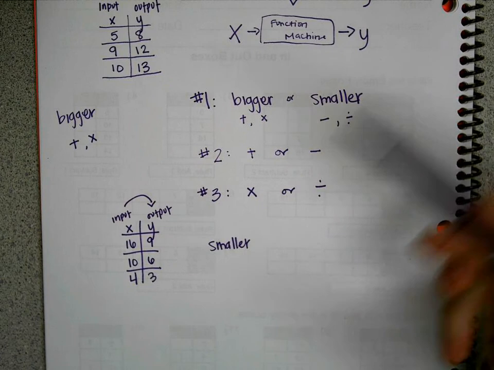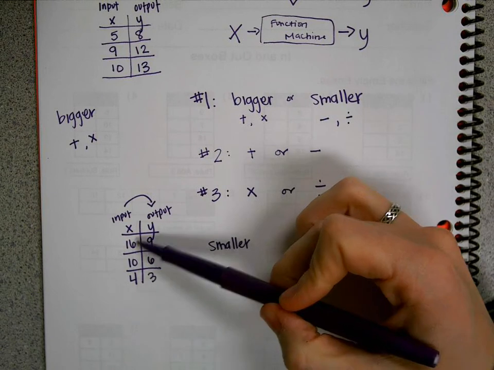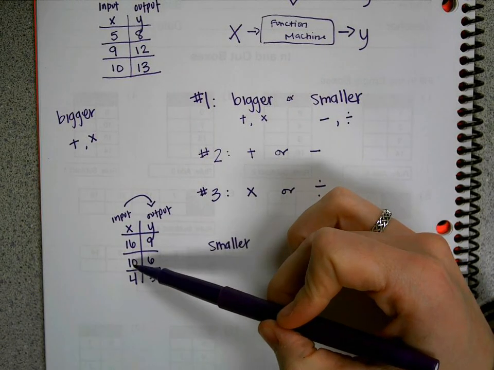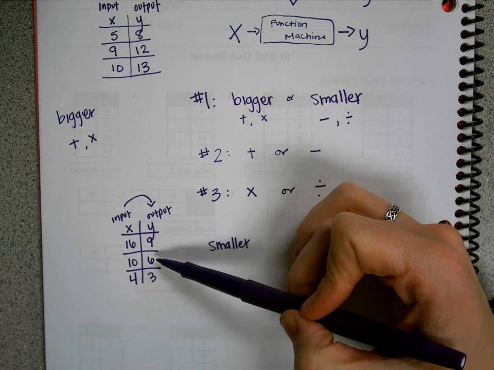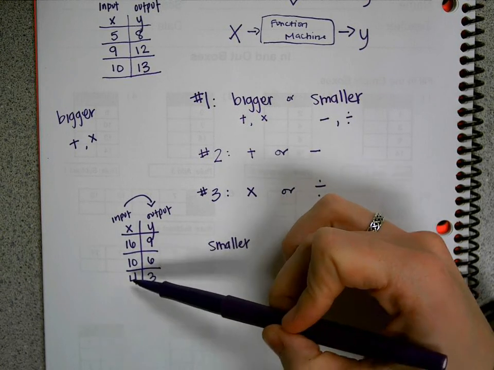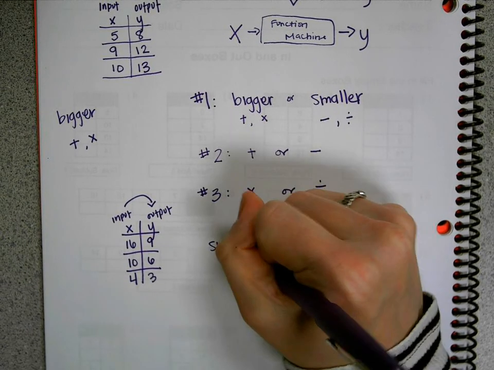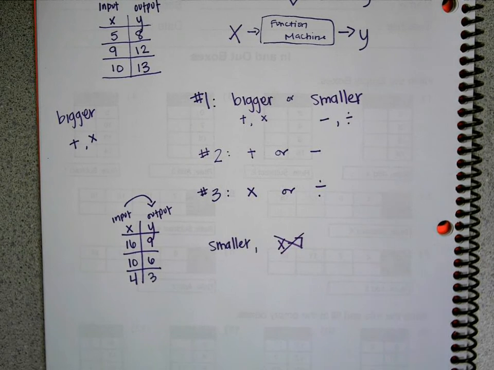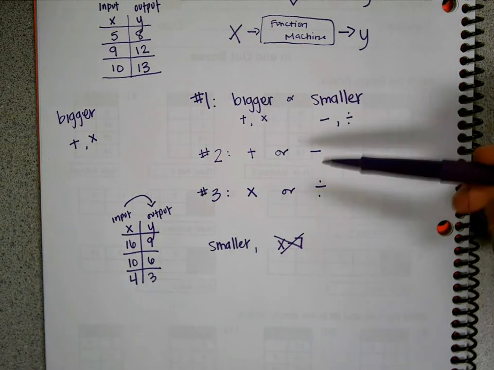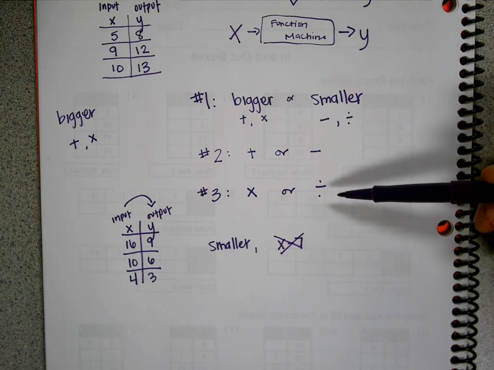16 minus what is 9? Well, 16 minus 7 is 9. Okay, so 16 minus 7 is 9. Let's try 10 minus 7. Is 10 minus 7 6? No, that doesn't work out. And 4 minus 7 isn't 3. So I'm going to write down that we tried x minus 7, and then I'm going to cross it off. That didn't work. So if subtraction doesn't work, we're going to move on to step 3. We're going to try division.